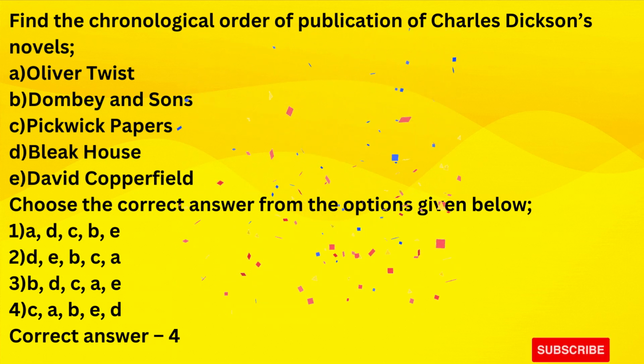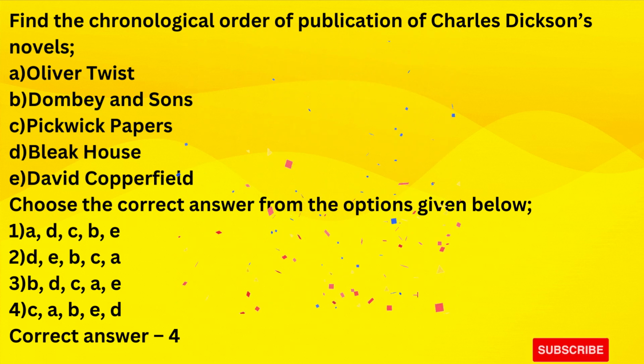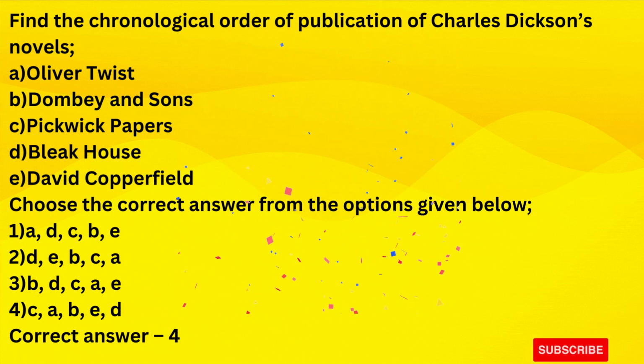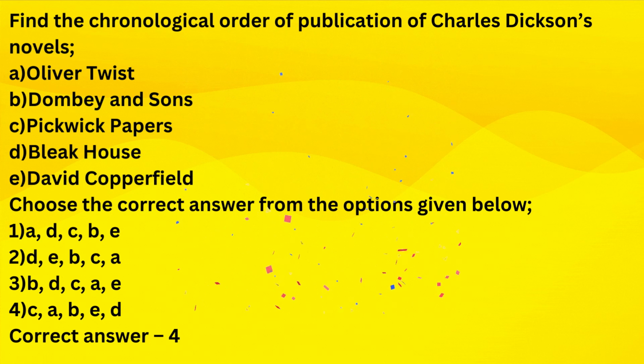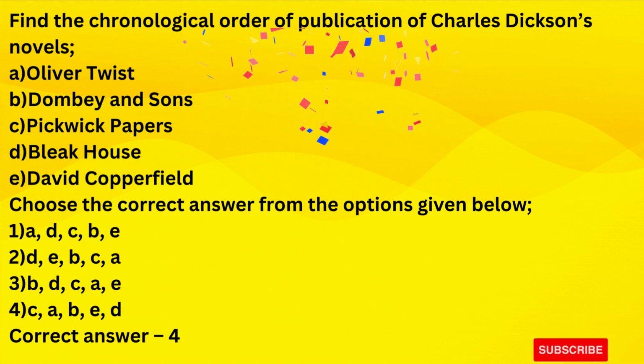Find the chronological order of publication of Charles Dickens' novels. A. Oliver Twist. B. Dombey and Sons. C. Pickwick Papers. D. Bleak House. E. David Copperfield. Choose the correct answer from the options given below.